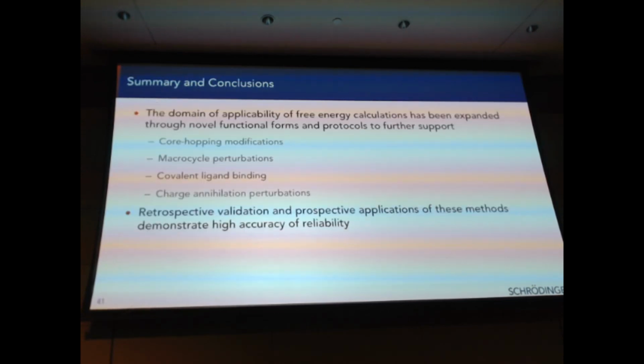So in summary, starting from 2015, after we made the R group modification and single atom mutation perturbations accurate and reliable, we have been doing more research to develop novel methods to push the boundaries of the FEP calculation methods to enable accurate calculations for the following very challenging perturbations, including core hopping modification, macrocycle perturbations, covalent binding, and charge perturbations. And both the retrospective validation and prospective applications of those methods have demonstrated their high level of accuracy and reliability.